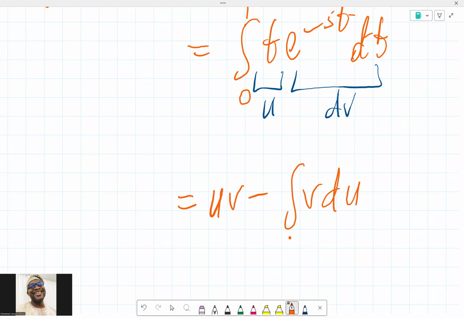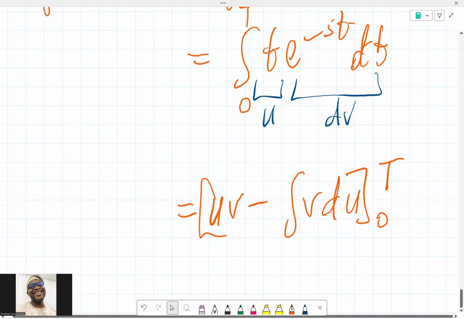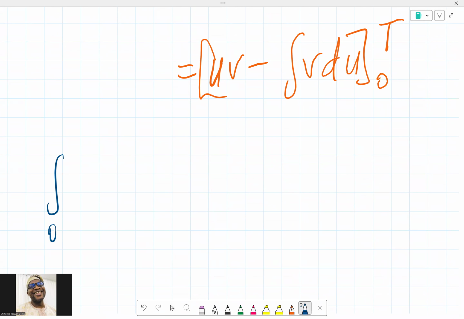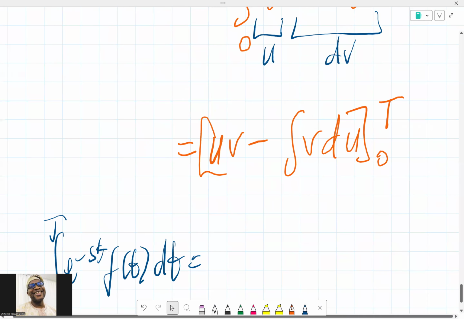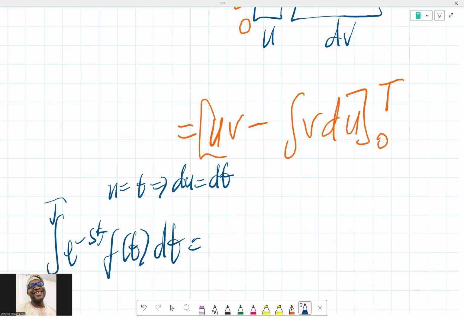So everything, of course, is from 0 to T. So if we go by this now, we have the integral from 0 to T of e raised to the power minus st f of t dt is equal to u. Our u is t. So if u is equal to t, that implies that du/dt is equal to 1. That means that du is equal to dt.